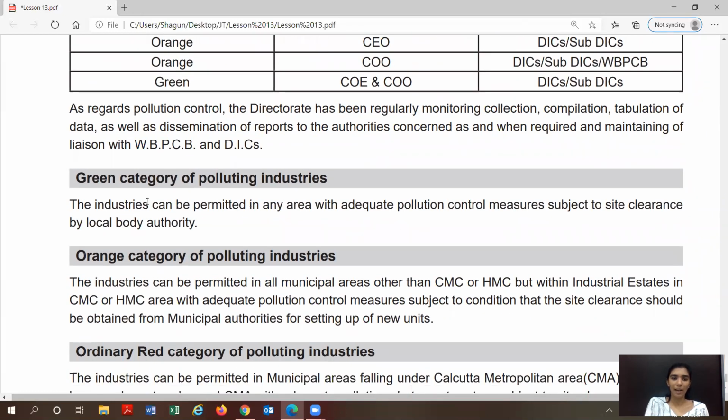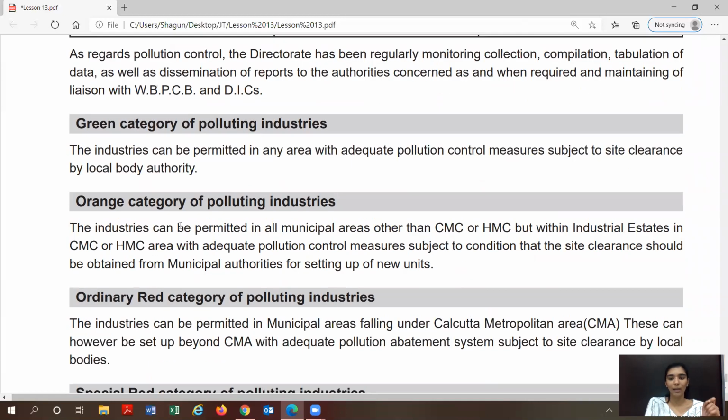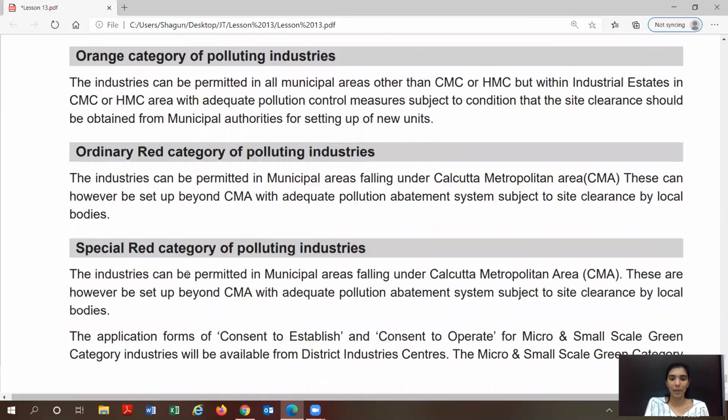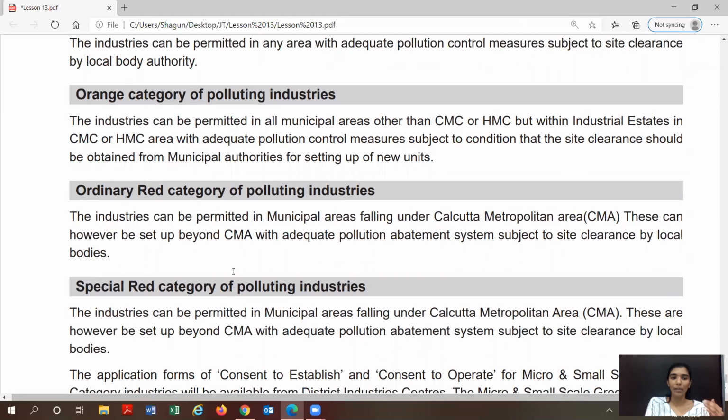Now there are various categories of pollution making industries और उनको क्या-क्या licenses के लिए apply करना है. उसमें green category है, orange category है, ordinary red category है, special red category है. And according to this category, they have given the applicability कि आपको किसको license के लिए apply करना है with respect to the pollution.